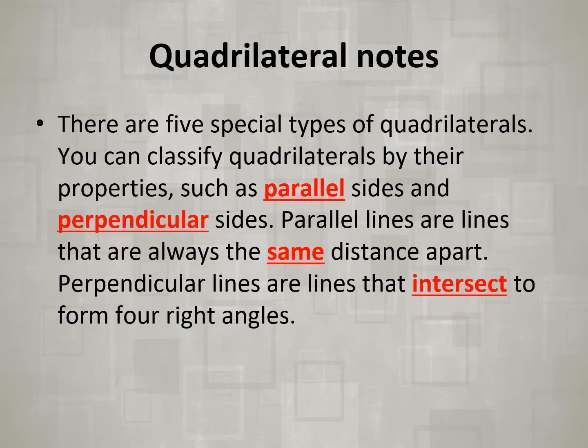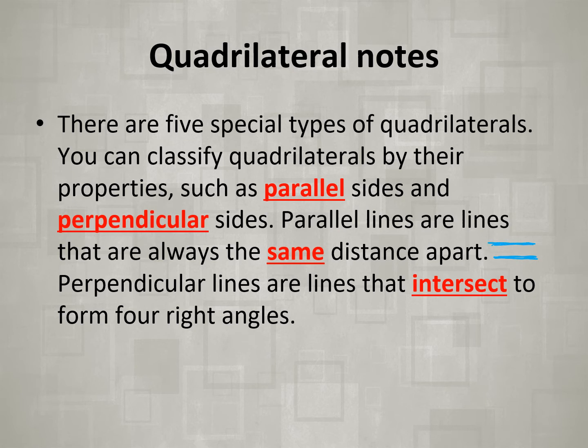So, quadrilateral notes. In your notes, you had some fill in the blanks. There are 5 special types of quadrilaterals. You can classify quadrilaterals by their properties such as parallel sides and perpendicular sides. Parallel lines are lines that are always the same distance apart. For example, like railroad tracks. Railroad track, the rails go on forever and they never cross.